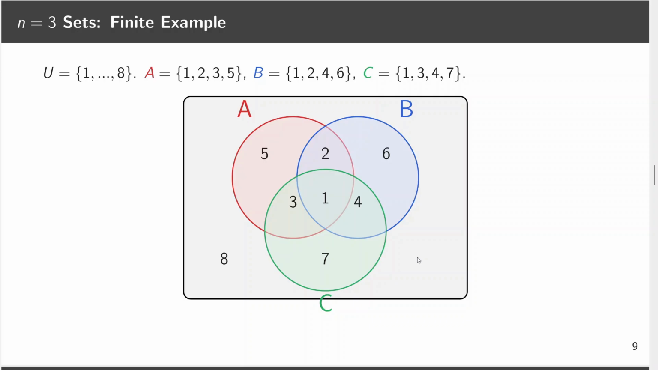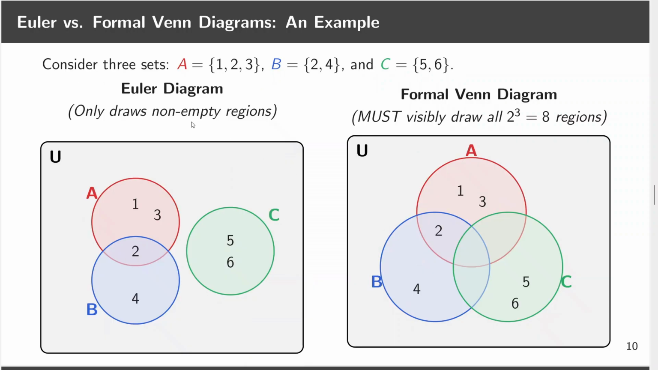Now I want to pause and address something important. The distinction that trips up many people when they first encounter Venn diagrams. We touched on it briefly at the beginning, but now that we've seen real examples with 2 and 3 sets, it's the perfect moment to revisit it carefully. The distinction is between a formal Venn diagram and an Euler diagram. Let's use a specific example to make the difference vivid.